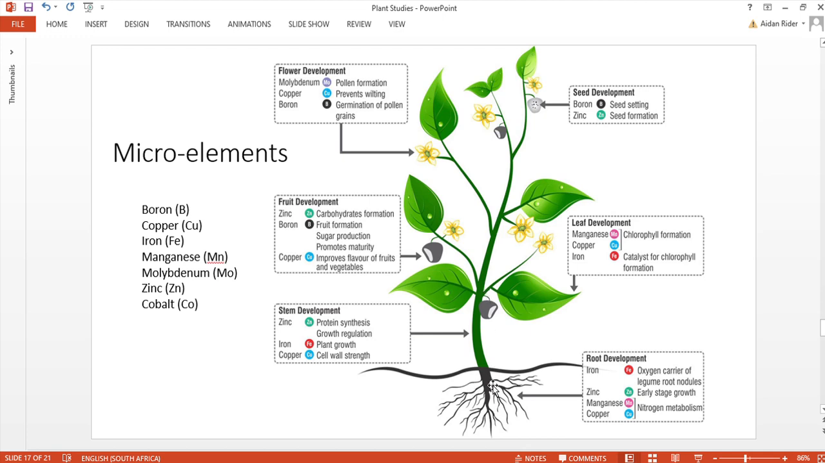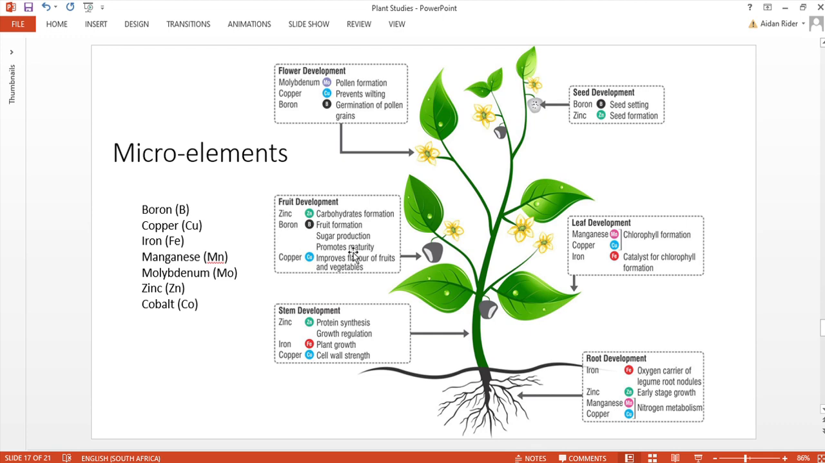Okay, the light's gone. Then for leaf development, what is important here is things like manganese and copper. Those two also regulate chlorophyll formation, so they help form those pigments. They're essential for photosynthesis. Then with your fruit development, what's needed also is zinc. Zinc is actually needed for all of these processes of development in the plant.